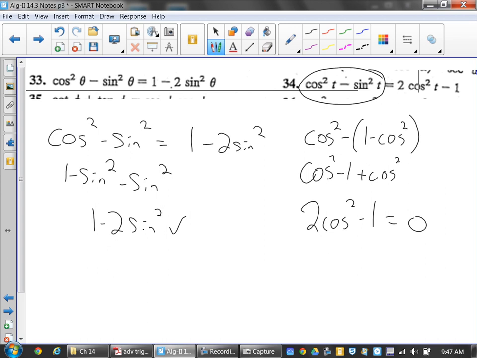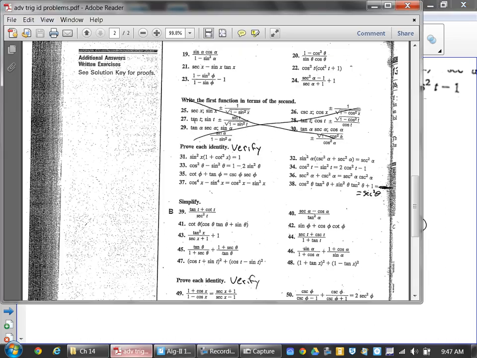Will there be ones that you can't prove? If they say verify, they give you an equals, it means it's going to work. The simplify ones, you're going to go to a certain spot and stop.